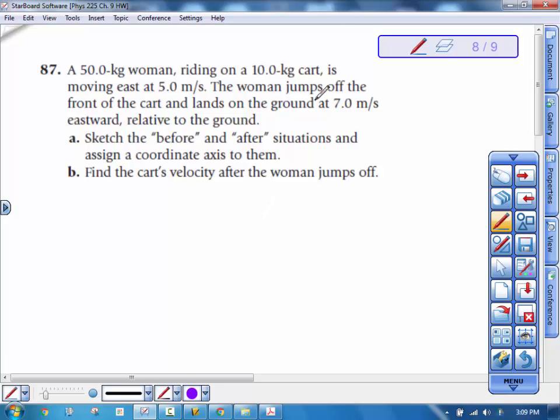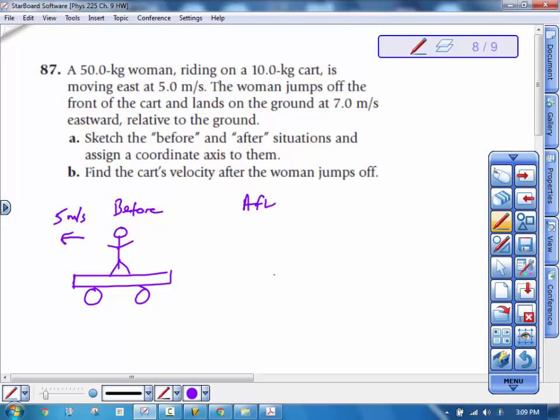Okay, the next problem: a 50 kilogram woman riding a 10 kilogram cart moves east at 5 meters per second. The woman jumps off and lands on the ground at 7 meters per second eastward. Sketch a before and after situation. I'm not going to be good at this, but before, we've got a woman on a cart. There's my cart, and there's my woman, and they're both moving this way at 5 meters per second.